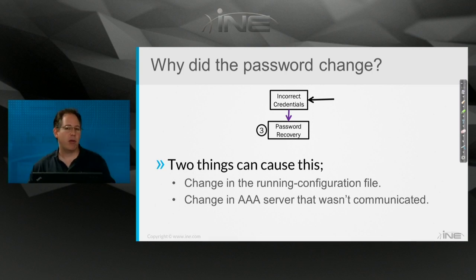So that could be the problem. Maybe you're in control of this router, but you're not in control of the AAA server. Somebody else is in control of that, and they made a change in that server without telling you. So your username and password file is not up to date because there was a miscommunication between the two of you. That's a possibility.